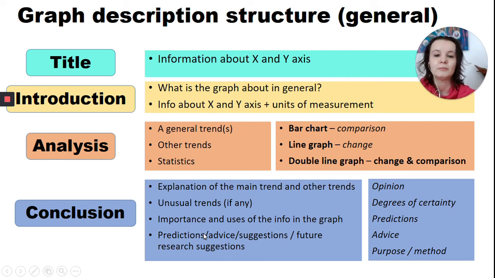Depending on the topic, sometimes it's not very possible. And give advice, suggestions, and also future research recommendations. What else can be researched on this topic? How can this topic be viewed from a different perspective? So that's what you need to write about. And here is the language that you need to use: the language of giving opinion, different degrees of certainty, predictions, advice, purpose and method, everything you discussed in Unit 1.